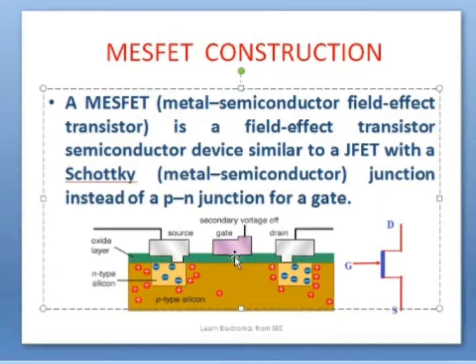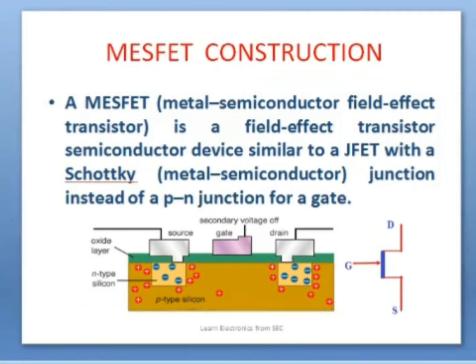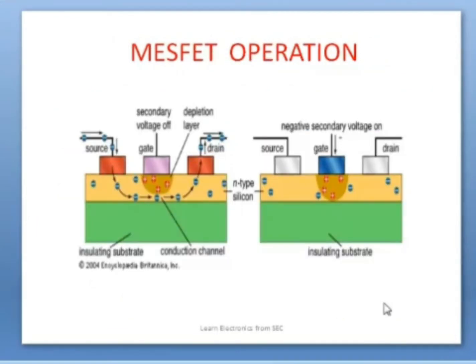Actually, the gate terminal will be the metal used here, and to separate the substrate and the source terminals, an oxide layer is there, just like an insulating layer coating. You can observe the green area here, that is the insulating coating. Okay, so this is about the construction part of MESFET. And then the operation of MESFET.